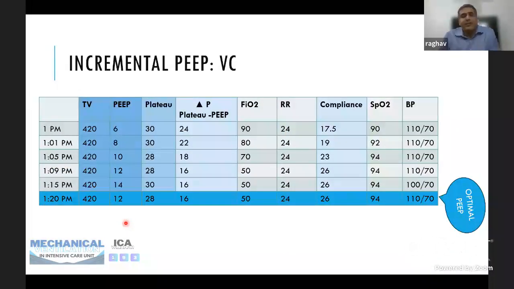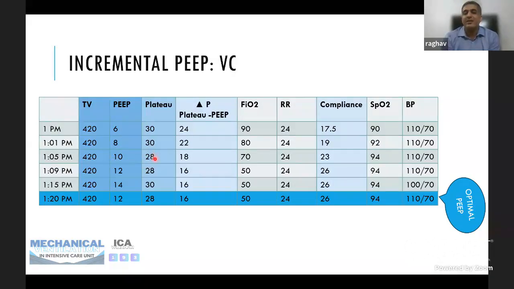The second method is basing the PEEP on the best compliance. So how is the best compliance found and the PEEP set? I will show you an example of this ARDS patient. This patient was ventilated on volume control mode with a tidal volume of 420 ml. The PEEP was initially set at 6 centimeter of water, which was increased by 2 centimeter of water every 3 to 5 minutes, and we looked at the plateau pressure. Initially the plateau pressure was 30, it remained 30 when the PEEP was increased to 8, and when the PEEP was increased to 10, the plateau pressure decreased to 28.